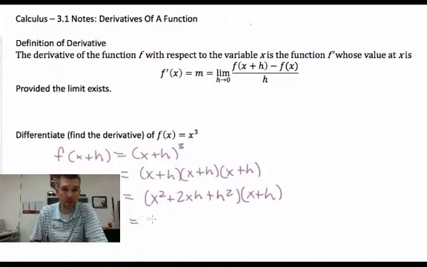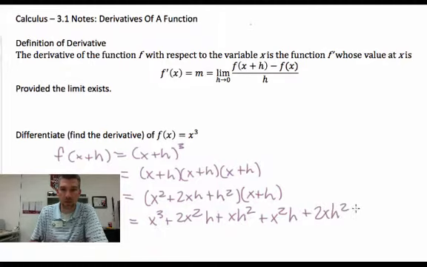And that's going to be x cubed plus 2x squared h plus xh squared. Let's see here, this should be 2x squared h. Let me clean it up. We want to make sure we get that right. 2x squared h plus xh squared, and then do everything with the h's. So plus x squared h plus 2xh squared plus h cubed. Wow, that's a mouthful.